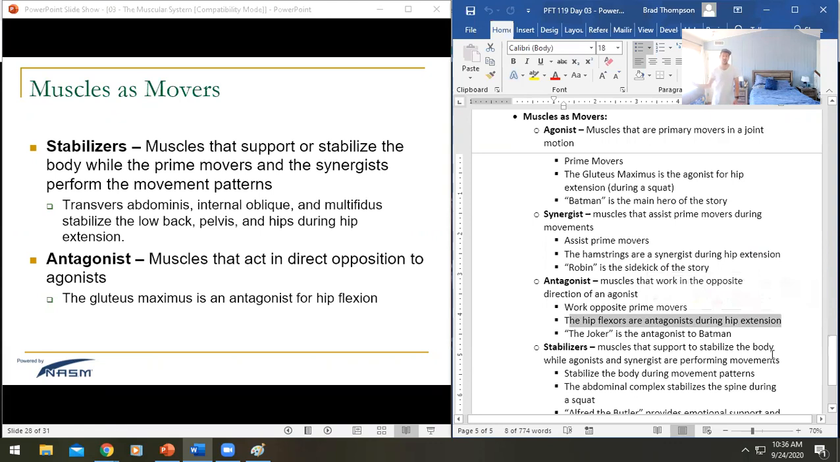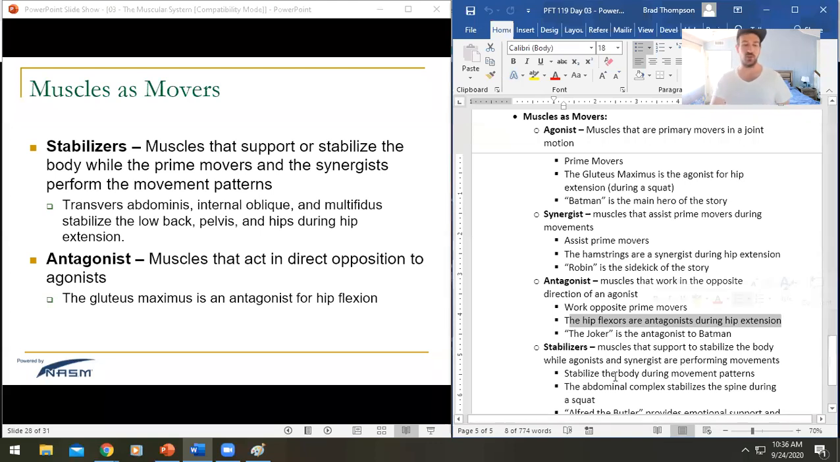If you think of Batman being the main character, his main arch nemesis is the Joker, right? He is the exact opposite of Batman. So my glutes go this way, my hip flexors go this way, right?